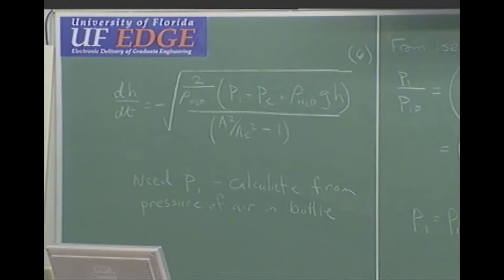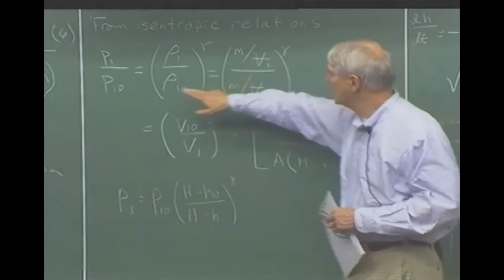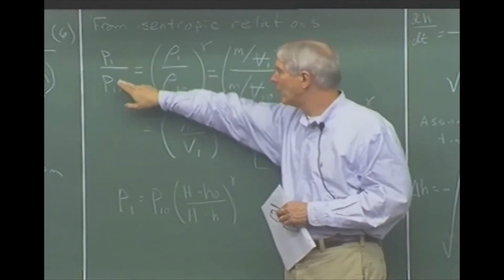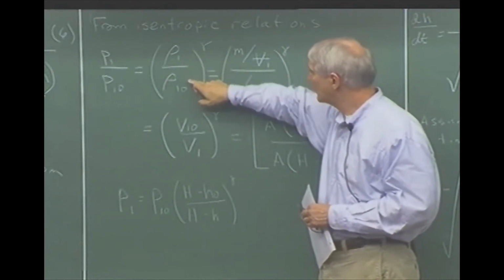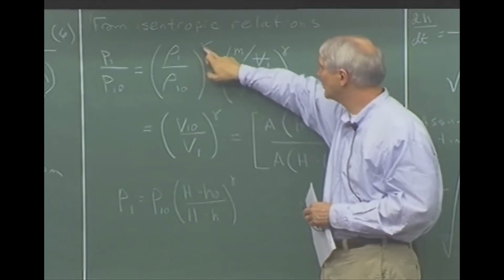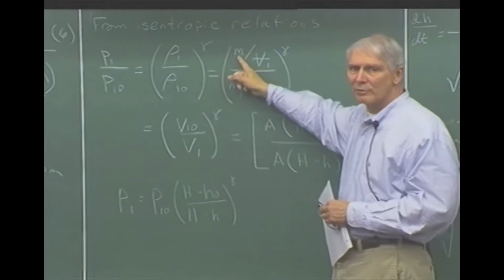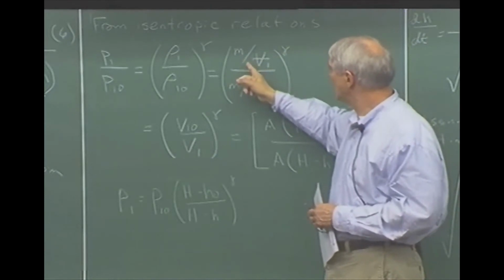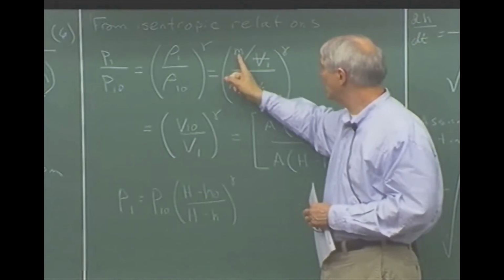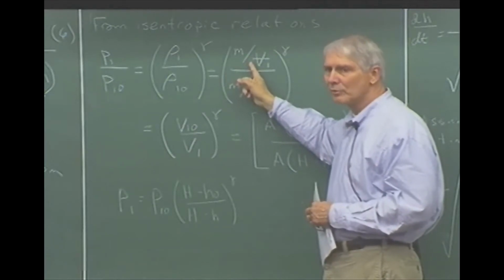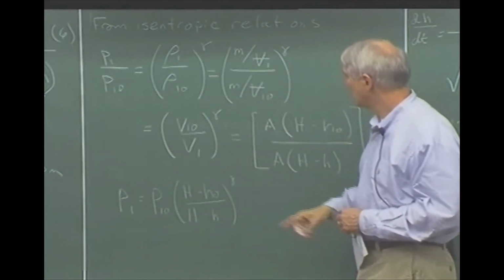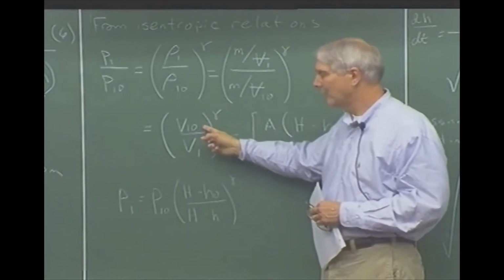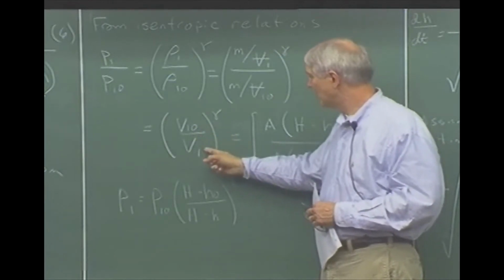Okay? From our isentropic relationships, we have that P1, the pressure in the bottle, divided by the initial pressure, is equal to the ratio of the density divided by the density at the initial condition raised to the gamma power. Well, density is just mass over volume. The mass of the air doesn't change, so we have mass over volume at the upper surface divided by mass over the initial volume, all raised to the gamma power. The masses cancel out. We're left with the initial volume divided by the volume.